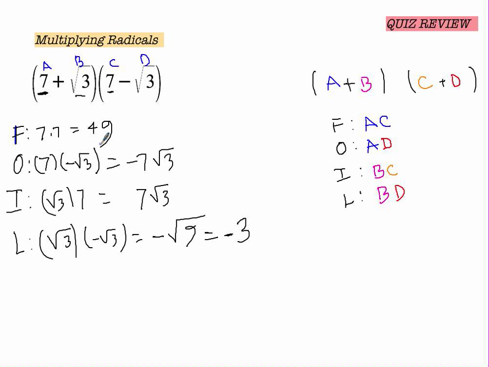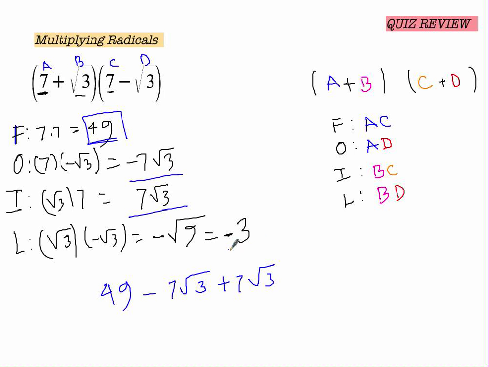So lastly, we put all these four terms. So we'll say 49 minus 7 square root of 3 plus 7 square root of 3 minus 3. So I'm putting all these four terms.